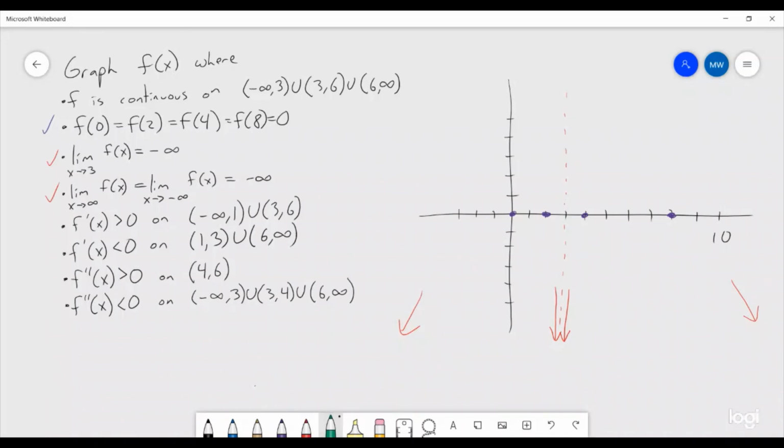Now the next question is, what do we do about the first derivative? How can that help us out? Well, the first derivative tells us if the slope is positive or negative. So, the slope is positive from negative infinity to 1, and from 3 to 6. So that means that from negative infinity to 1, it needs to always be going up. So, we kind of connect the dots. It's increasing there, and then it increases again from 3 to 6. So here's at 3, increases, there's 4, 5, 6.